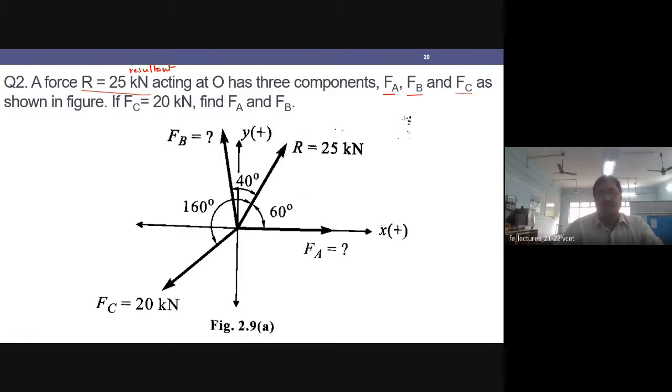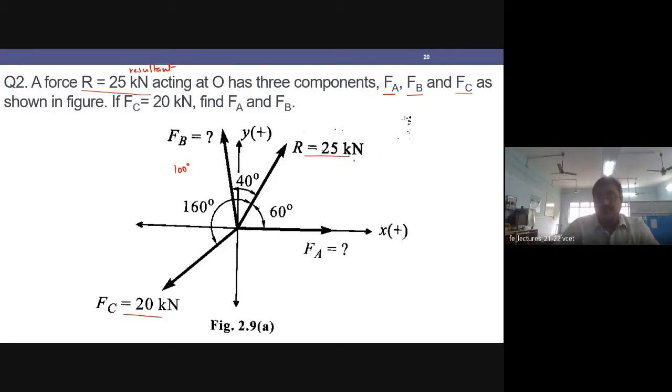FA is a horizontal force acting along the x-axis. The force FB is acting at an angle; the total angle for FB will be 60 plus 40, so 100 degrees. And the force FC is acting at an angle of 160 degrees from the positive x-axis. I am given the magnitude of one of the forces, and I am given the magnitude and the direction of the resultant.